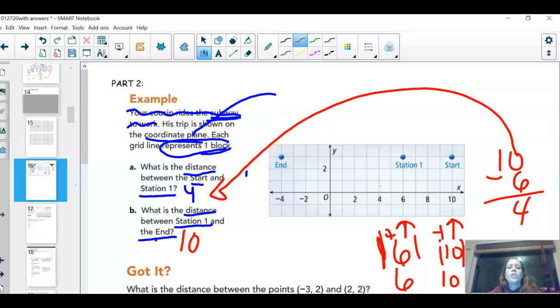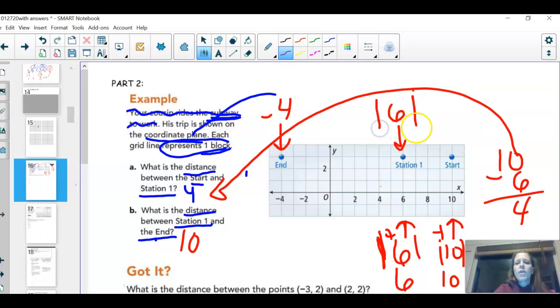Now let's use that strategy for this one. I have station 1, estación 1 es 6. El término es negativo 4. Okay, but the end is negative 4. First thing, I always find the absolute value. La primera cosa, yo necesito encontrar el valor absoluto. So, I find the absolute value of 6 and the absolute value of negative 4. That one is 6 and this one is 4.